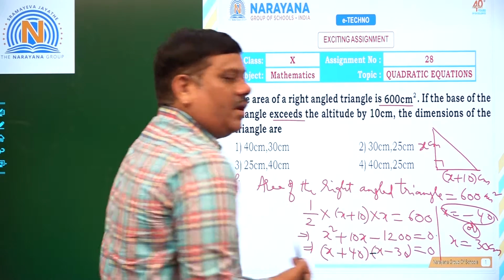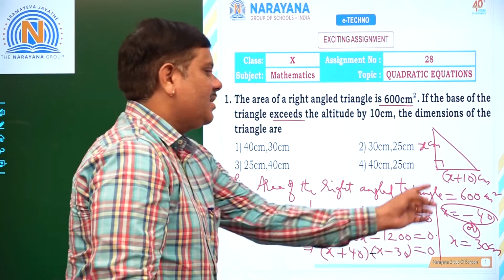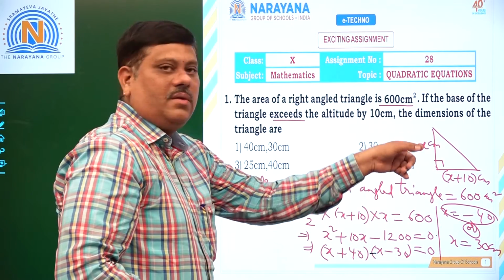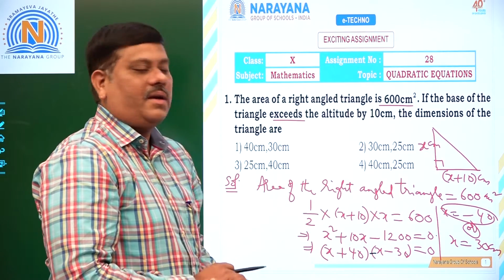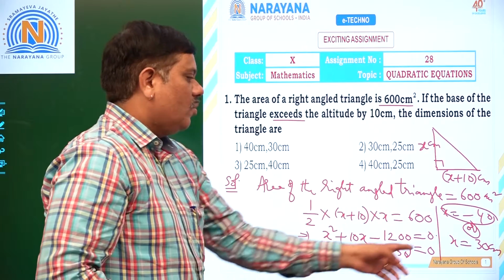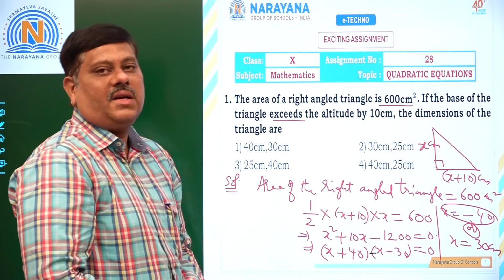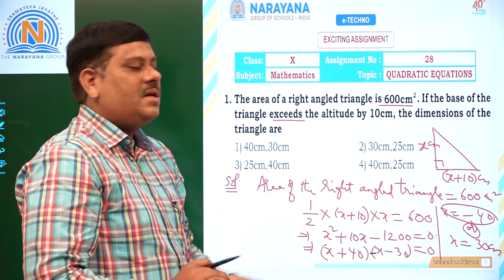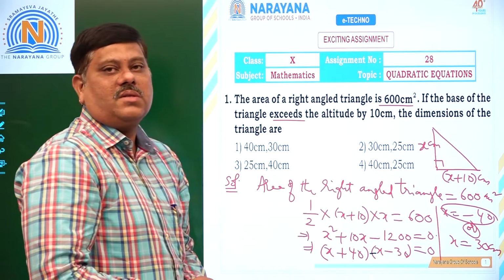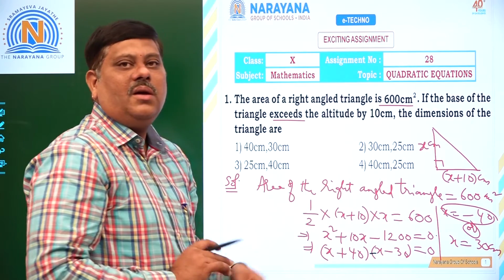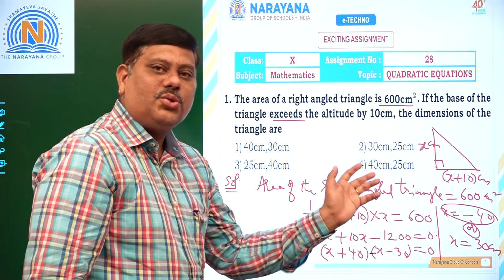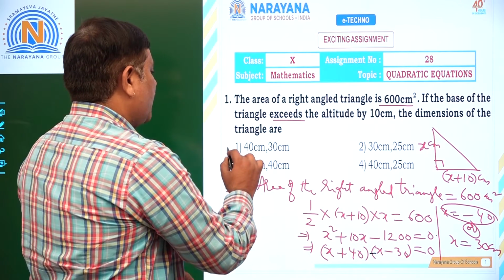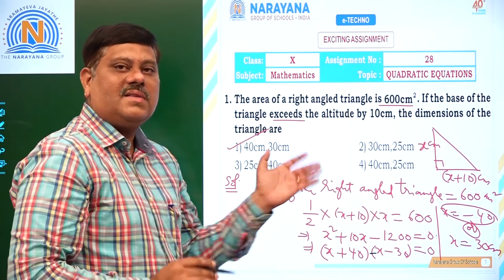Is this a valid value? Definitely not, because x is representing the length of the side, the altitude of the given right triangle, so it cannot be negative. So the only possible value for x is 30 centimeters. If x is 30 centimeters, x plus 10 is 40 centimeters. So 30 and 40 are the possible values of altitude as well as base. Out of the given options, 30, 40 is the first option. That is the right answer.